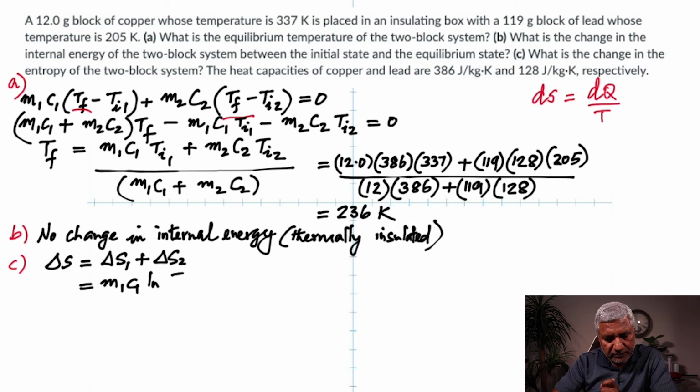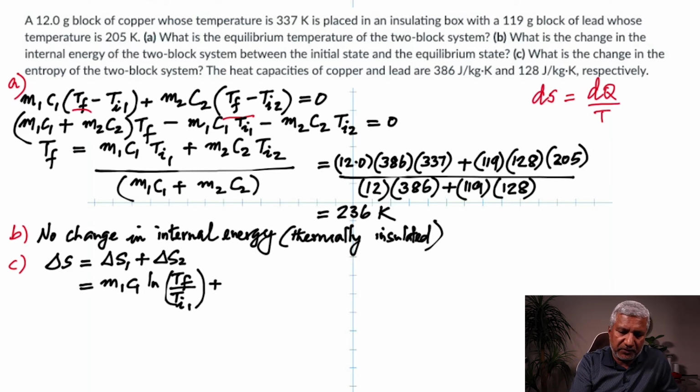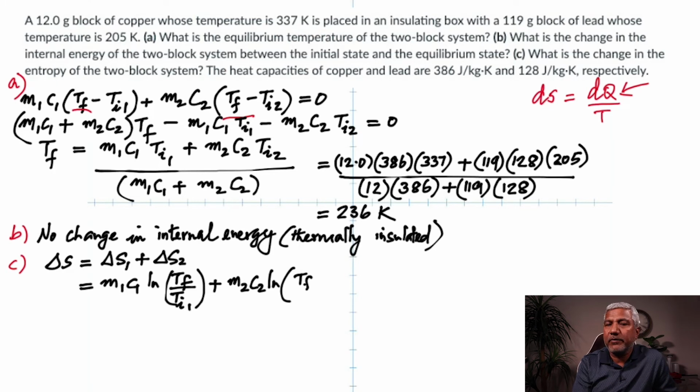And here is another way of finding it. Remember, what I gave you was the most basic formula. In this case, wait, let me explain. Don't we know that Q is mass times specific heat times change in temperature? So that's why the dQ changes to mass times specific heat times natural log TF by TI1. And then for the second one, likewise, M2C2 natural log TF by TI2.